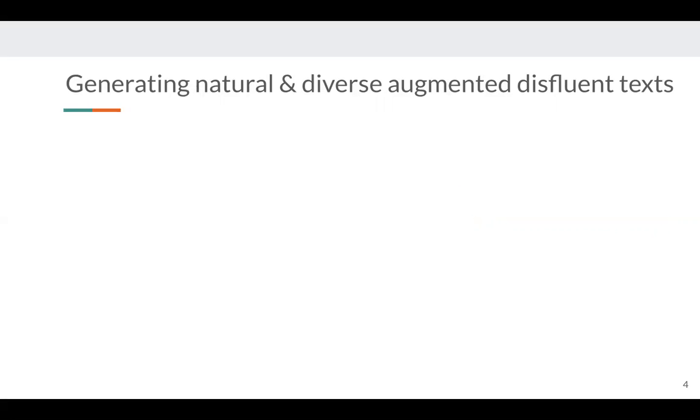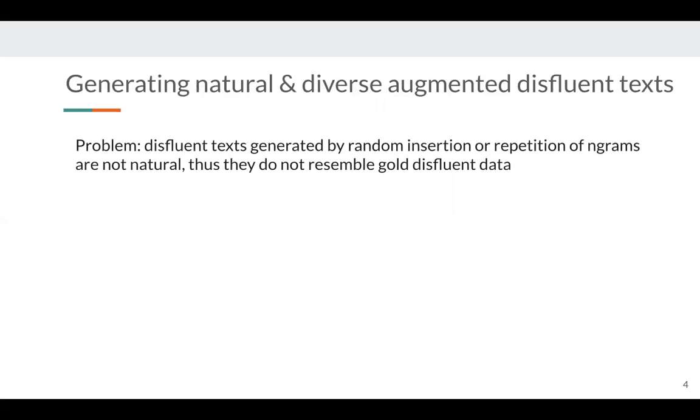One of our major contributions is to generate natural and diverse augmented disfluent text. It can solve the problem of prior works. Previously, people used disfluent text generated by random insertion or repetition of n-grams as augmented data, but such disfluent data are not natural and they do not resemble gold disfluent data.